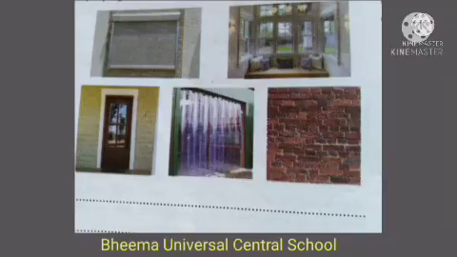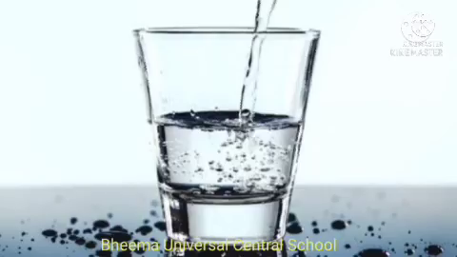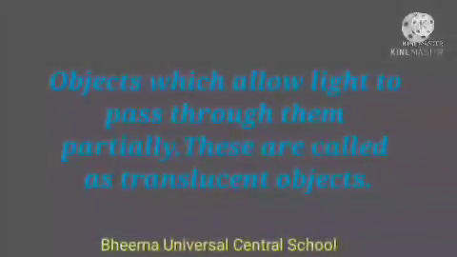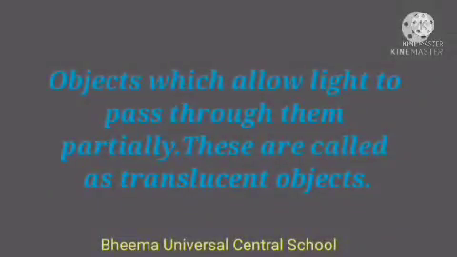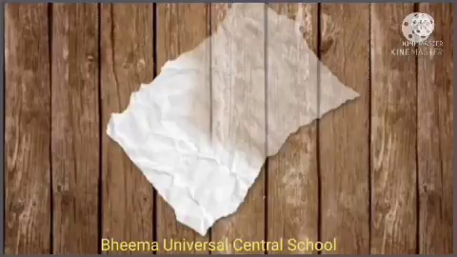Choose the best place to hide behind while playing hide and seek. Shutter and wall. Objects that allow light to pass through them are called transparent objects. Tell me examples. Very good. Glass, oil, water and air. Objects which allow light to pass through them partially are called translucent objects. Tell me examples. Very good. Butter paper and oily paper.